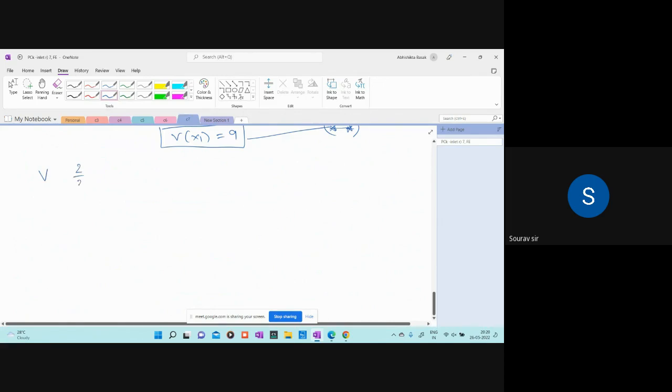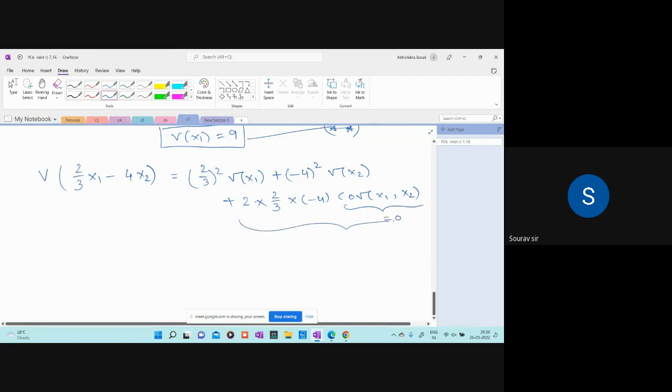Now variance of 2 by 3 x1 minus 4 x2 is basically equal to (2 by 3) whole square variance of x1 plus (minus 4) whole square variance of x2 plus twice 2 by 3 into minus 4 into covariance of x1, x2. Since this portion is equal to 0, this whole portion will become 0 and we will be having (2 by 3) whole square into variance of x1 plus 4 square into variance of x2.